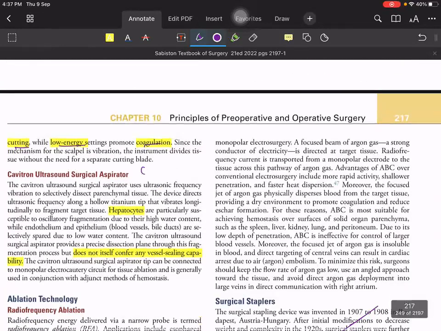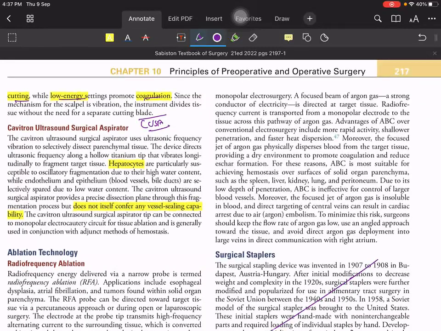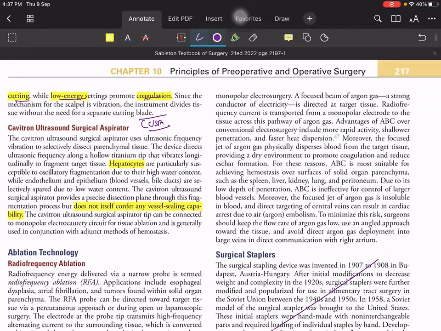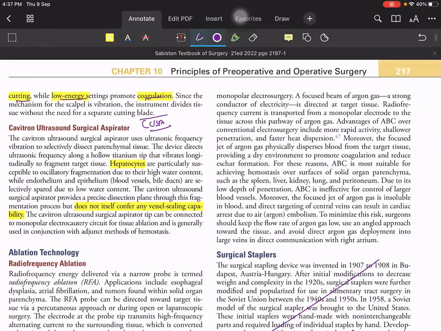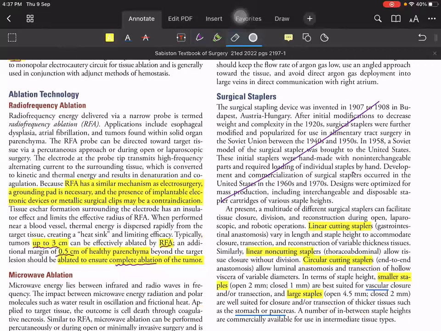So what is Tusha? Tusha we already know we use for liver resection, of hepatocytes. Based upon the oscillating movements, it will do the resection. So cavitron ultrasonic suction as Tusha provides a precise dissection plane through this fragmentation process, but that does not confer any self vessel sealing capacity. So important, not all of the properties are present in the Tusha. It does not have vessel sealing capacity.